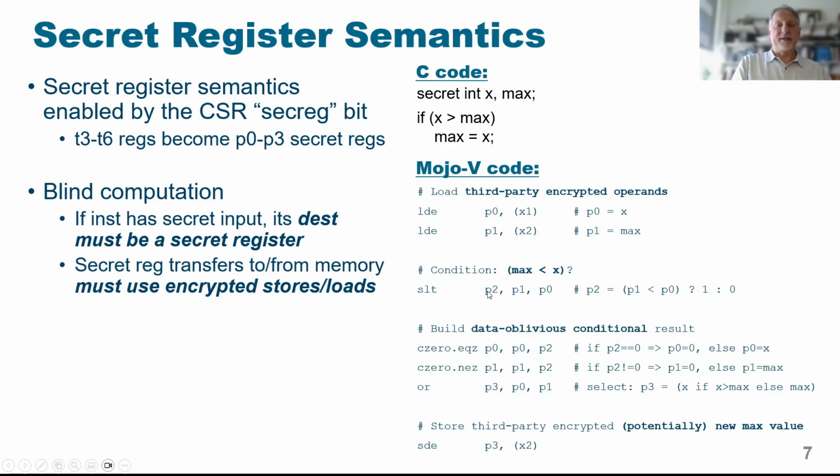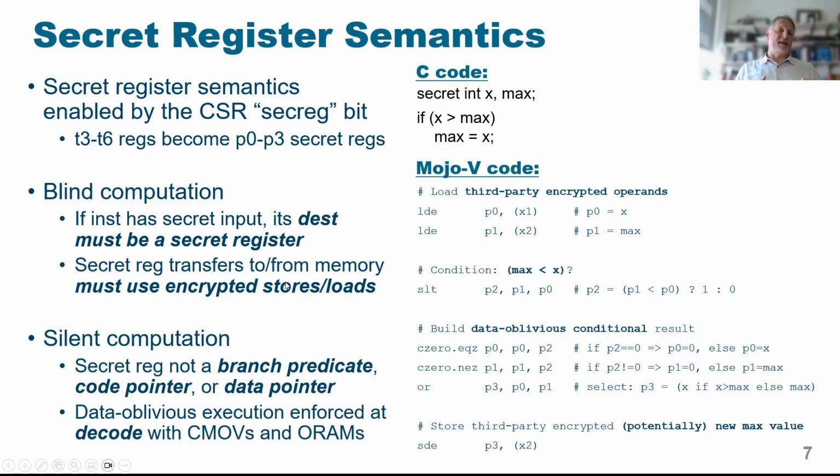You've trapped information into those registers. That's easy to detect at decode, and if decode sees someone try to write a secret input computation to a non-secret register, you just get a security exception at decode. Second, secret registers can only transfer to and from memory with encrypted loads and stores. You can't take a non-encrypted load or store and send that memory to memory. So it's stored under a third-party key once it goes to memory.